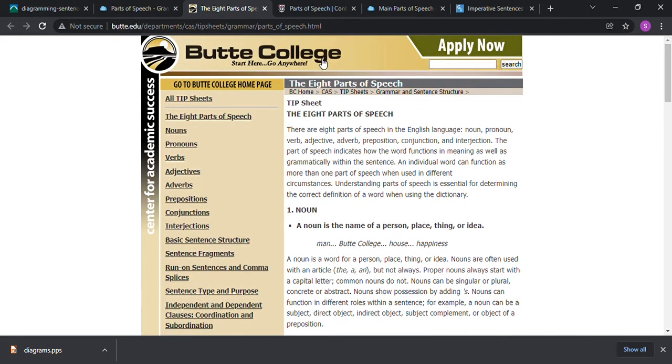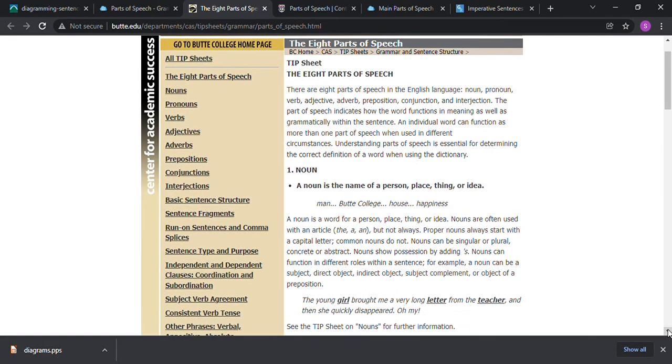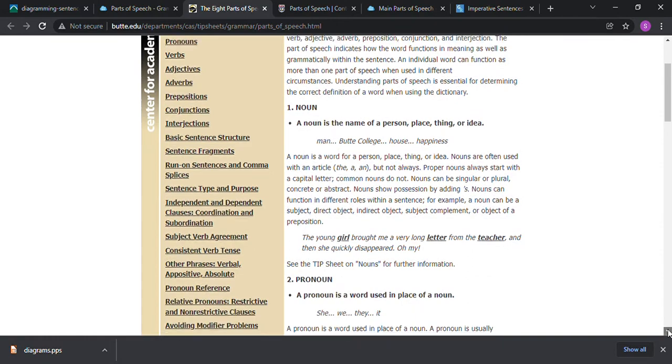This one is at Butte College. So it talks about the 8 parts of speech. And then you can go there. And they have different links to talk about the sentence fragments, run-on sentences, and things like that that are important. And it tells you what a noun is. A noun is a person, place, or thing.